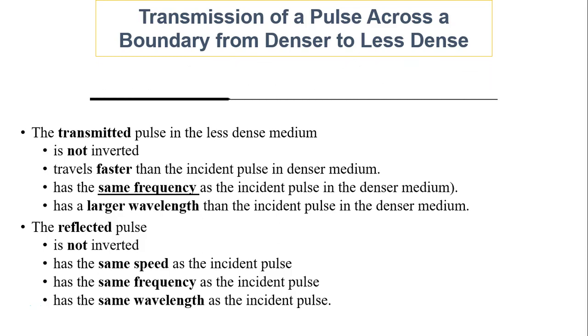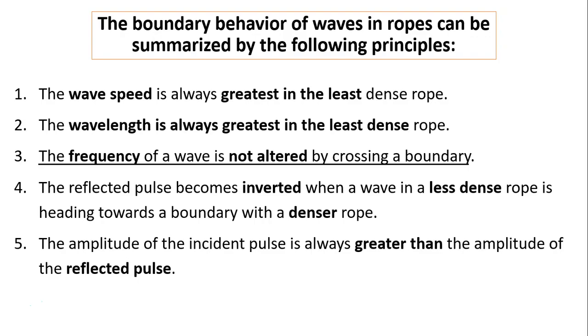Now let's talk about the reflected pulse. The reflected pulse is not inverted. It has the same speed as the incident pulse because it is in the same medium as the incident pulse, and the frequency has to be the same as the incident wave, the source, right? And because speed and frequency are the same, the wavelength has to be the same.